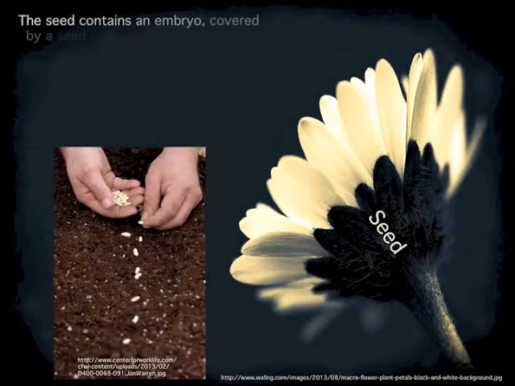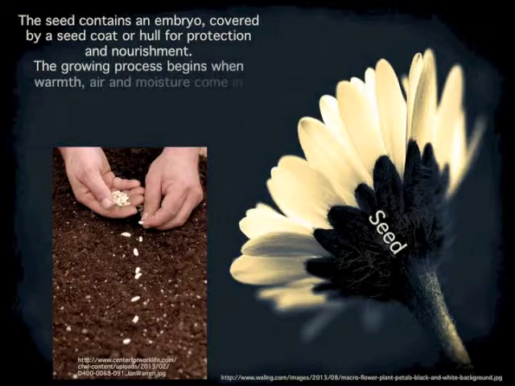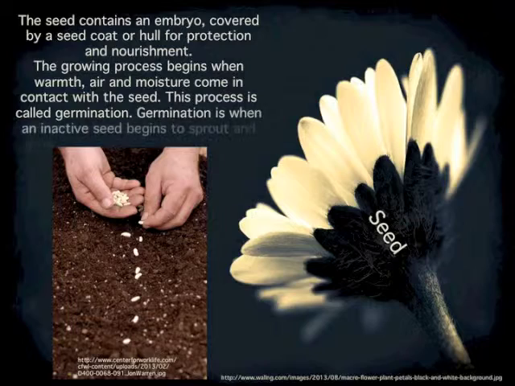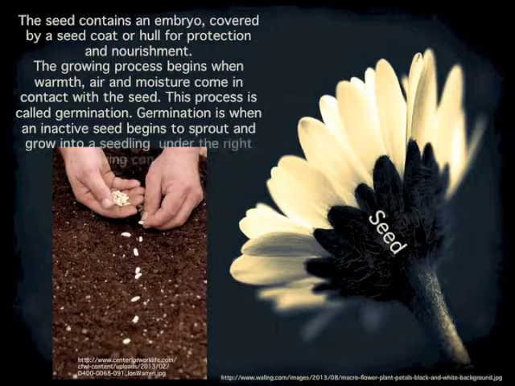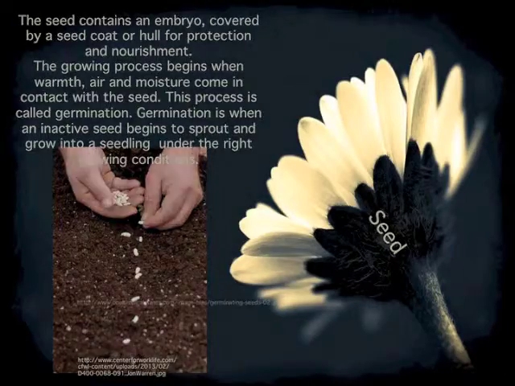The life cycle of a plant starts as a seed. The seed contains an embryo covered by a seed coat or a hull for protection and nourishment. The growing process begins when warmth, air and moisture come in contact with the seed. This process is called germination. Under the right conditions, the seed will grow.